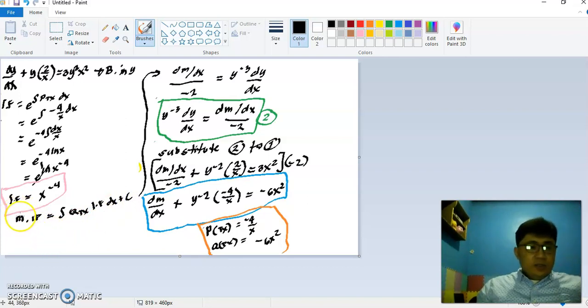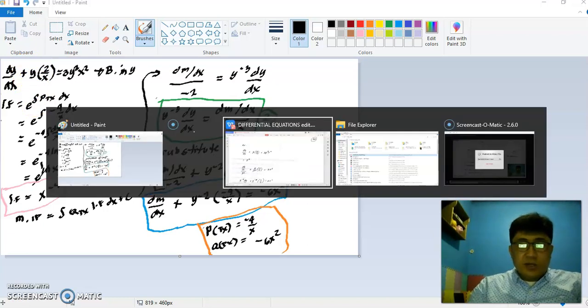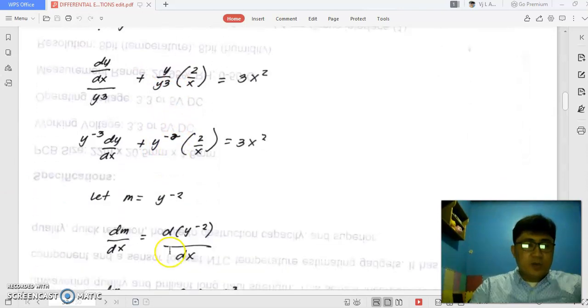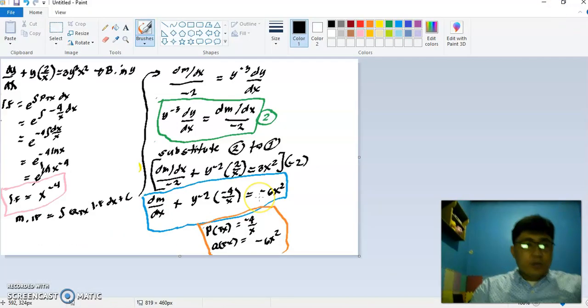And we know that our m, last time when we did it, we divided this one by y cubed. And what remains here, you could scroll it back. Let me show you the documentation. If you could see here, we have this one, and this is our y raised to the power of negative 2. So our m is y raised to the power of negative 2.